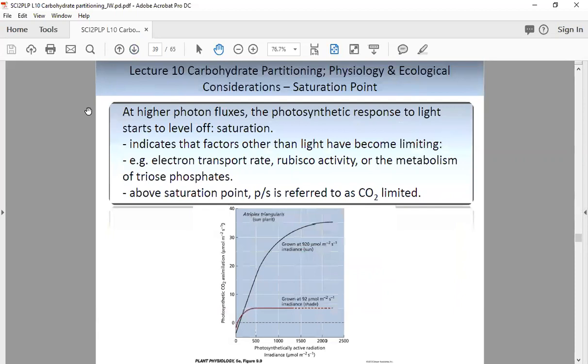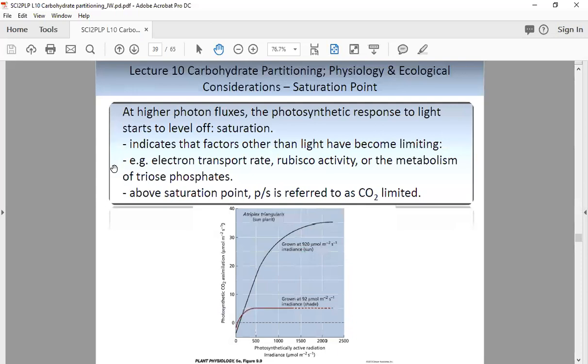All right, let's look at higher photon fluxes. At higher photon fluxes, the photosynthetic response to light starts to level off and eventually reaches saturation. Hence, higher light levels beyond saturation no longer affect photosynthetic rates, which indicates that factors other than light have become limiting. So, for example, electron transport rate might be a factor, Rubisco activity, or metabolism of triose phosphates.